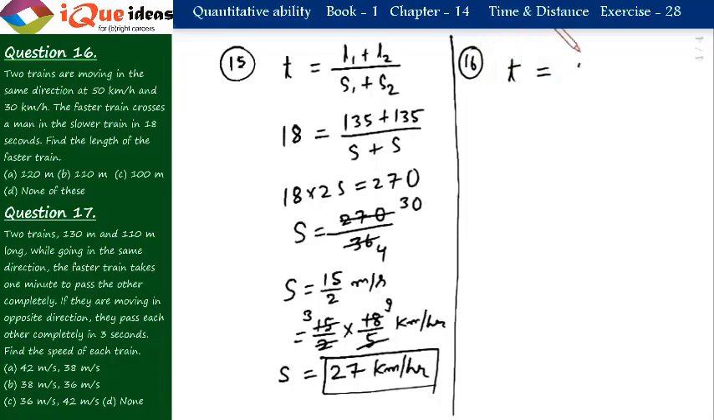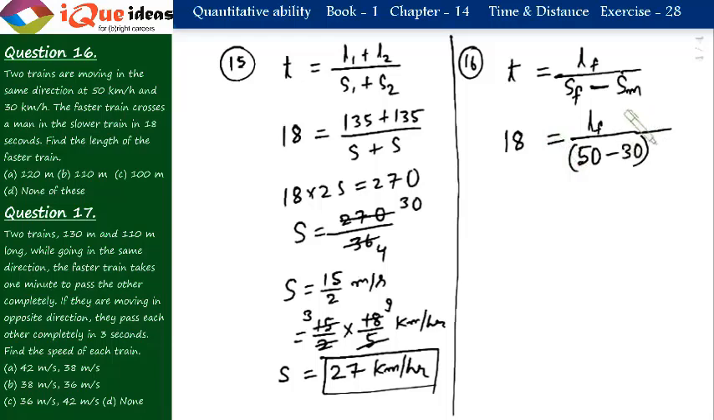Alright, so this will be done like this. The time taken should be equal to the length of the faster train divided by the speed of the faster train, minus, because they are moving in the same direction, the speed of the man, right? Now time given is 18 seconds. Length of the faster train we have to calculate, divided by the speed of the faster train, which is 50, minus the speed of the man, which will be taken as the speed of the slower train, that is 30, and both 50 and 30 are in kilometers per hour. So multiply by 5 by 18 to make it meters per second.